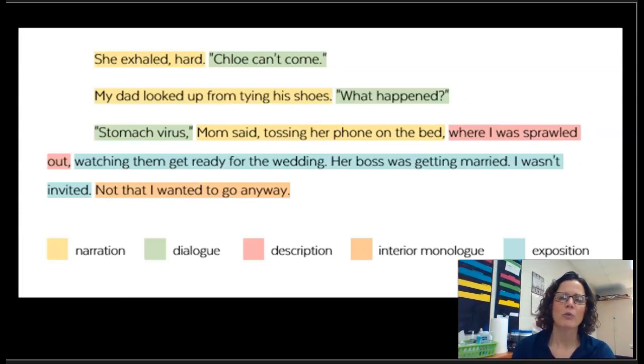When you are trying to write your own story, try to do the same. Use all 5 modes to tell your story, but weave them together to keep things interesting.